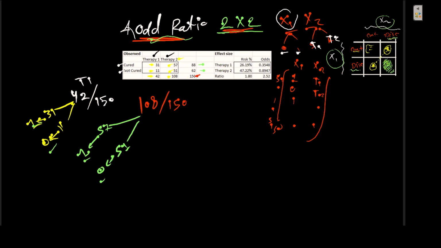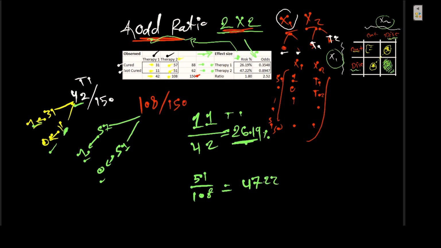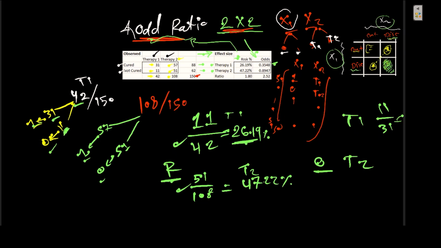Now intuitively, if you want to calculate the effect size in the form of this odds ratio analysis, watch carefully how we constructed that table. What is the risk? 26% is the risk while you are using therapy 1, and 47.22% if you are using therapy 2. Now how do we calculate the odds? For therapy 1, you take the ratio between 11 and 31. For therapy 2, you take the ratio of 51 people who were not cured to 57 who were cured. This is the odds for each. Now if you take the ratio of the risks, it's 1.8, and the odds ratio is 2.52.